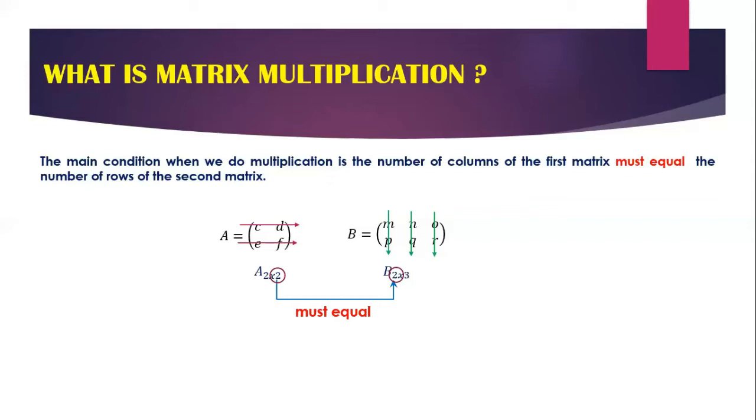So not all matrices can be multiplied. You have to check the condition of both matrices. The condition must be satisfied for the two matrices to be multiplied. Once again, the main condition when we do multiplication of matrices is the number of columns of the first matrix must equal the number of rows of the second matrix. Okay. Next.